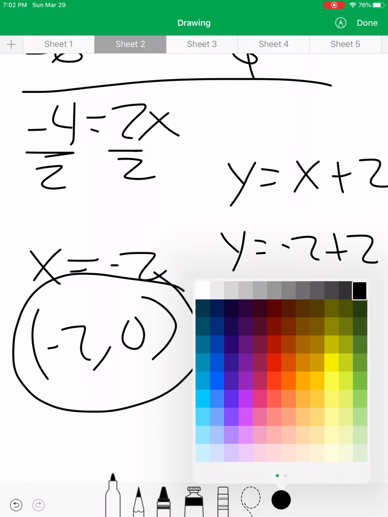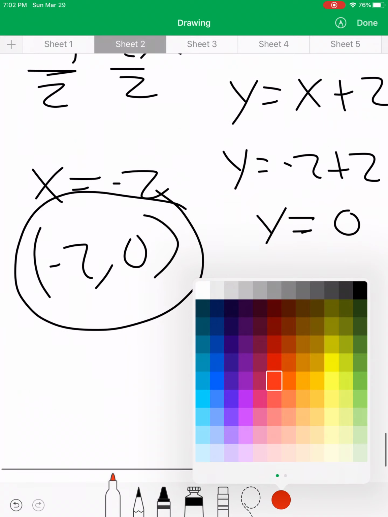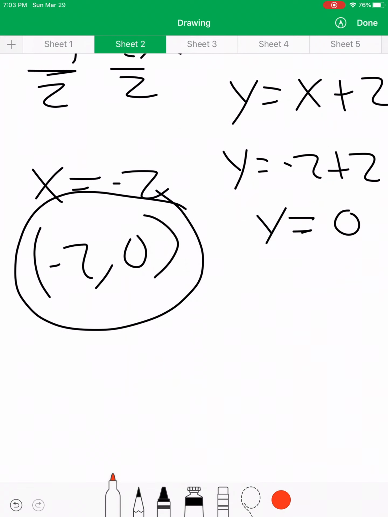All right, we are moving right along. Let's see here. This time we're on number 15.